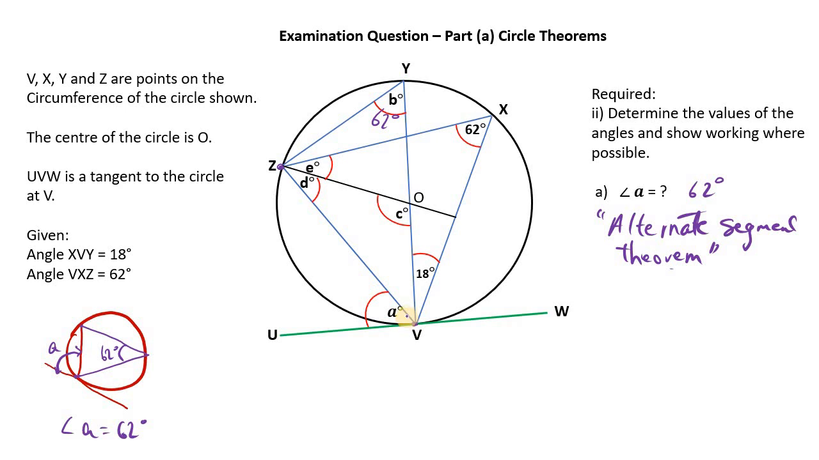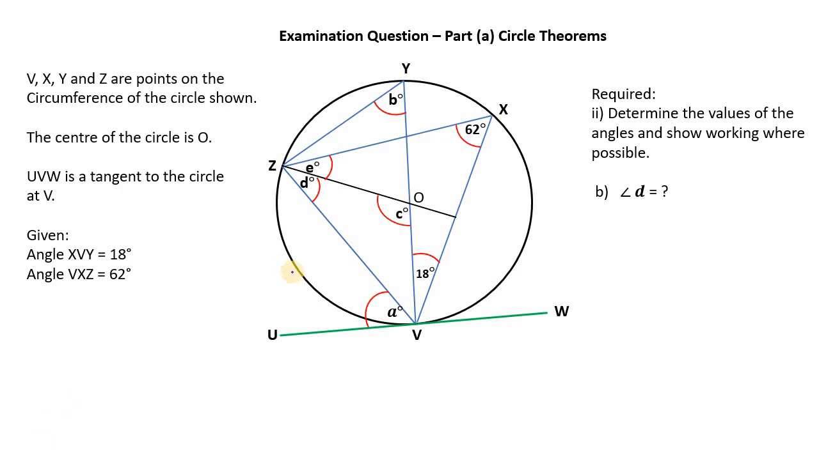No. The angle subtended at the center is not the same as the angle subtended at the circumference. The one at the center is twice that at the circumference, just for a little repetition. Okay, what about angle D now? What about this angle here?